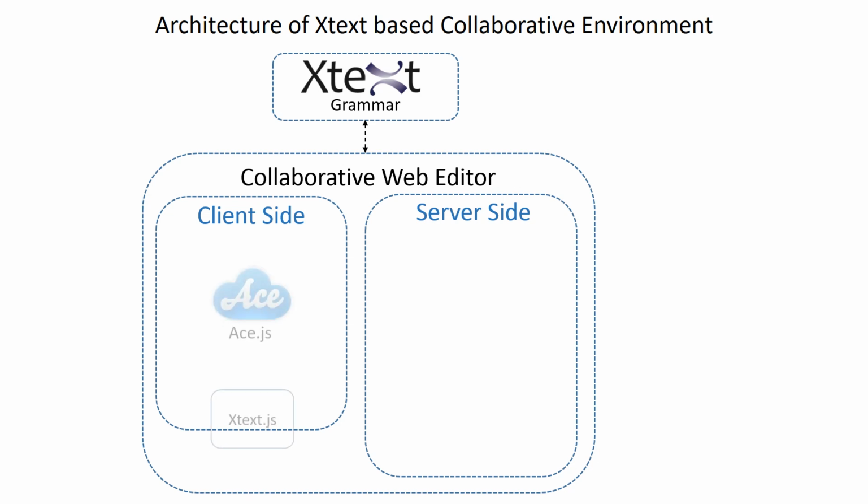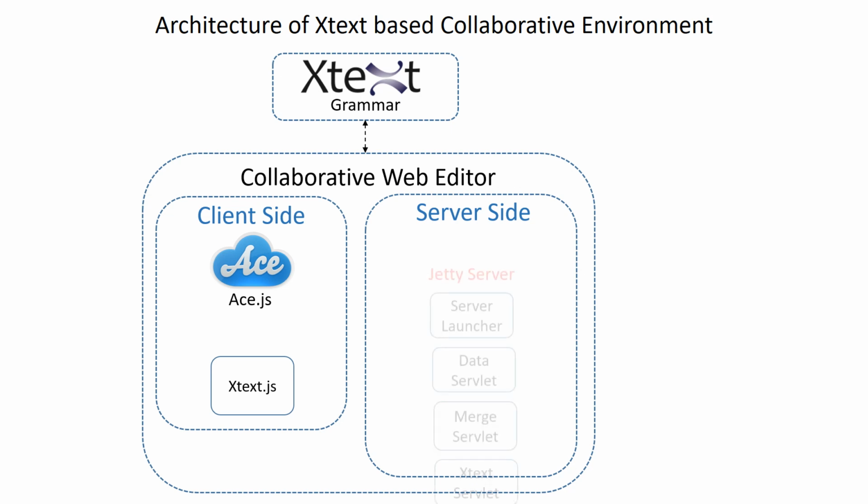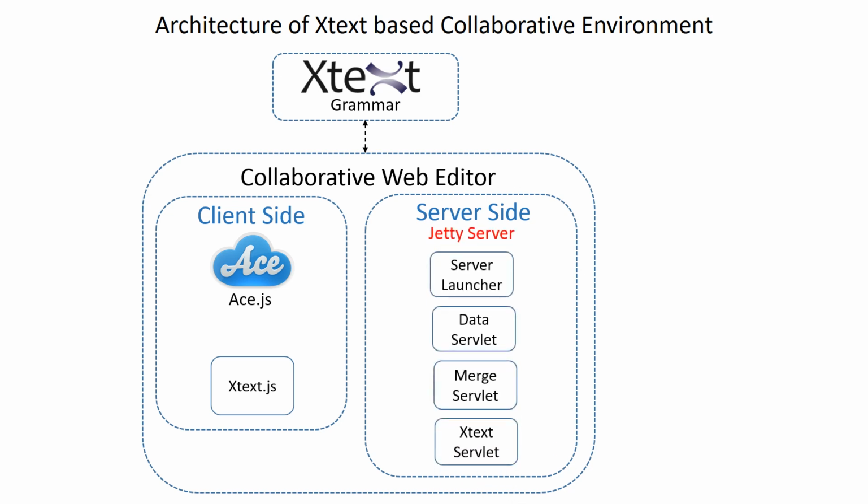So basically the client side consists of two files, ace.js and xtext.js. Ace is our embedded code editor that is written in JavaScript. We are utilizing this Ace library, and on the server side we are using a Jetty based server where we have four important files: server launcher, data servlet, merge servlet and Xtext servlet. So the server consists of these Java servlets, and the communication takes place through HTTP requests.